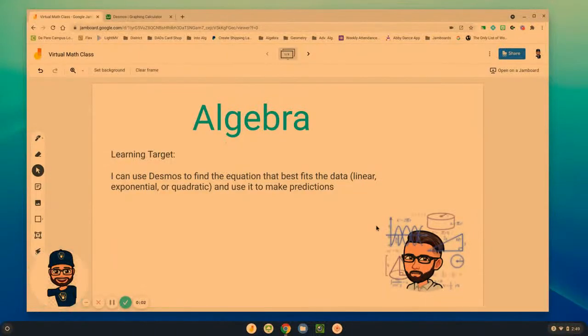Hello algebra students, and welcome back to another video lesson where we explore using Desmos to create regression lines or lines of best fit. Not necessarily lines, but best fit equations for data, be it linear, exponential, or quadratic, and use those equations to help us make predictions.